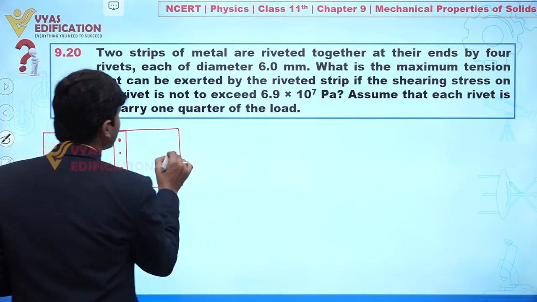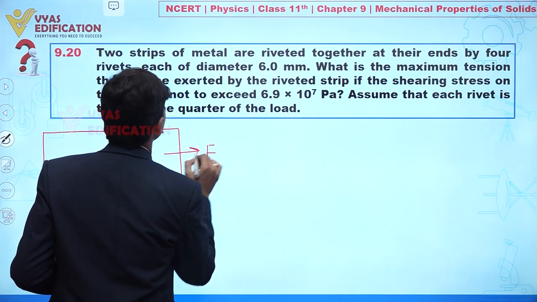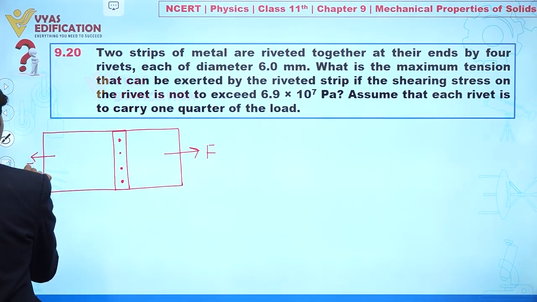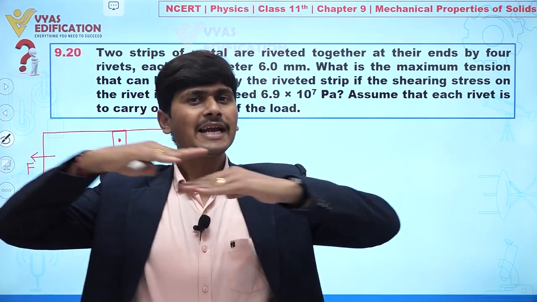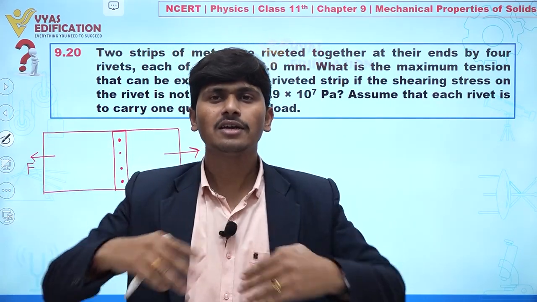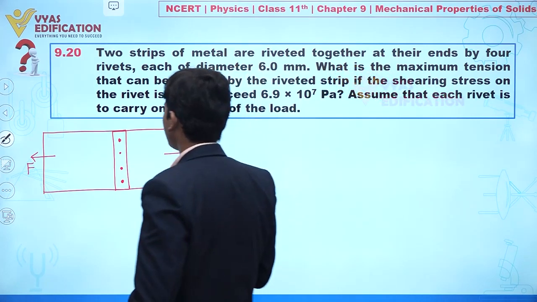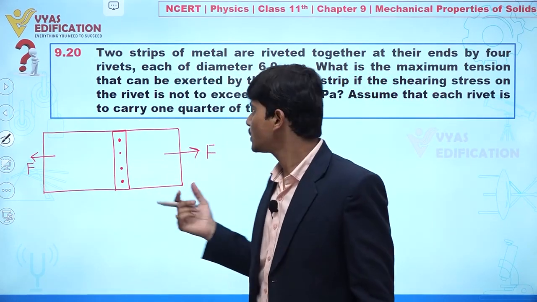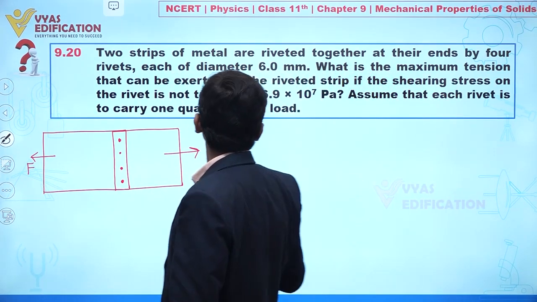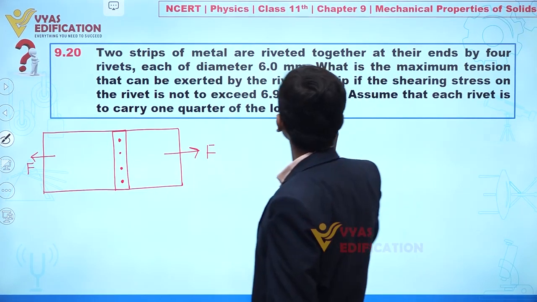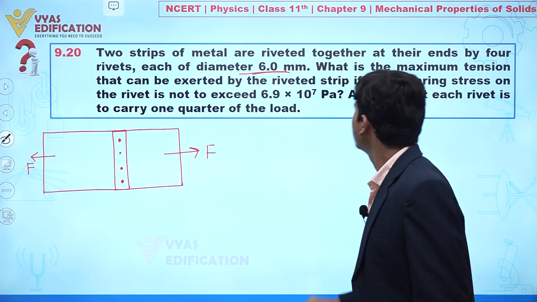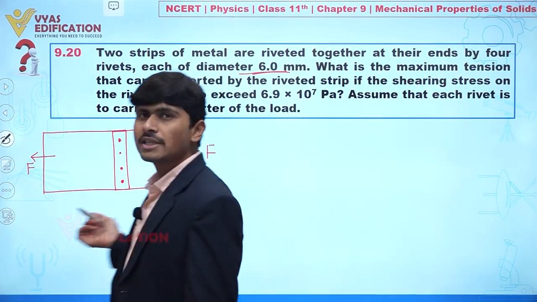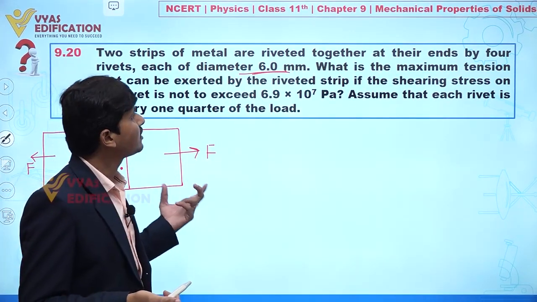Let's suppose I am exerting an external force F here. So we can say two forces are acting in a tangential direction. Due to this tangential force, it is resisted by the rivets, whose diameter is 6 mm, as given.